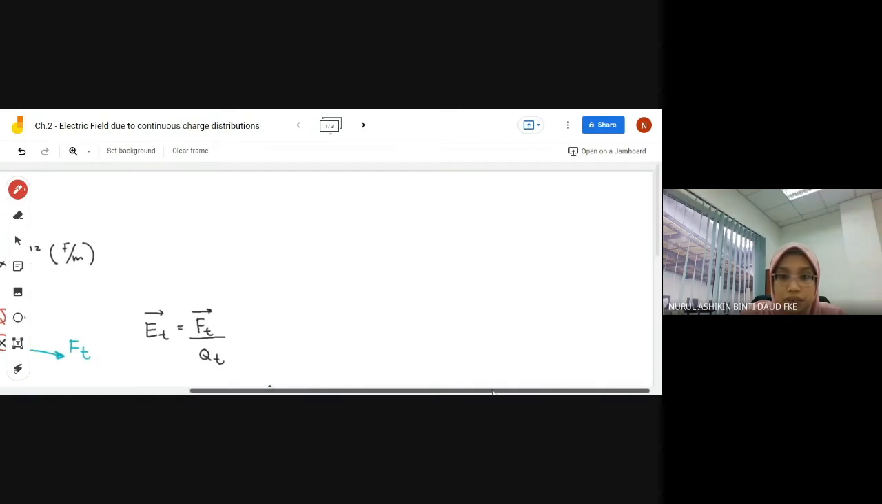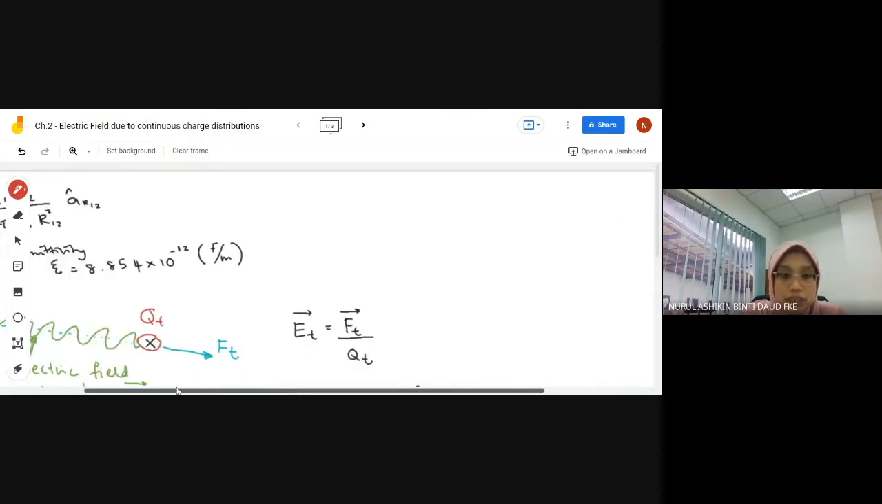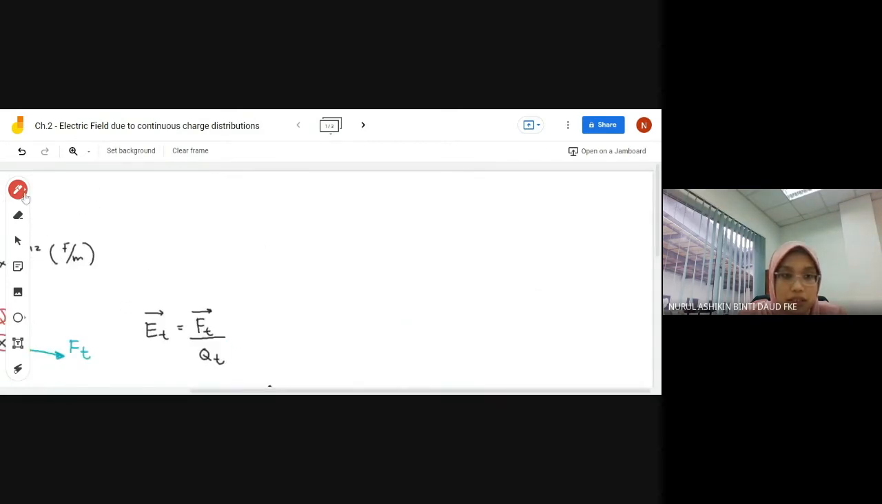Now let's think of one point charge, which is the same as this. Now let's think of another point charge, which is Q1, and we want to find the electric field at this position. Same as before, assume that there is a straight line. I'm so sorry, my line is not straight.